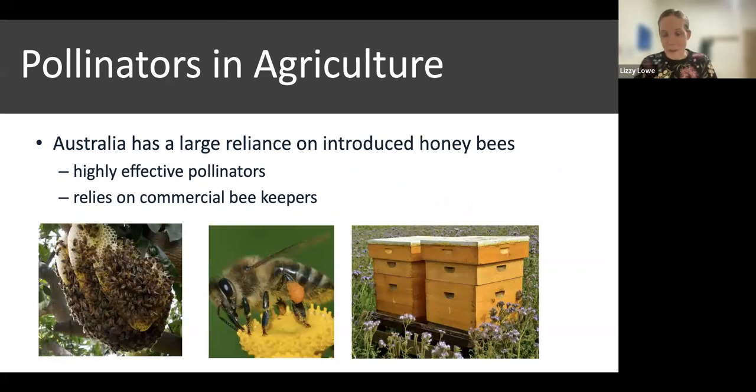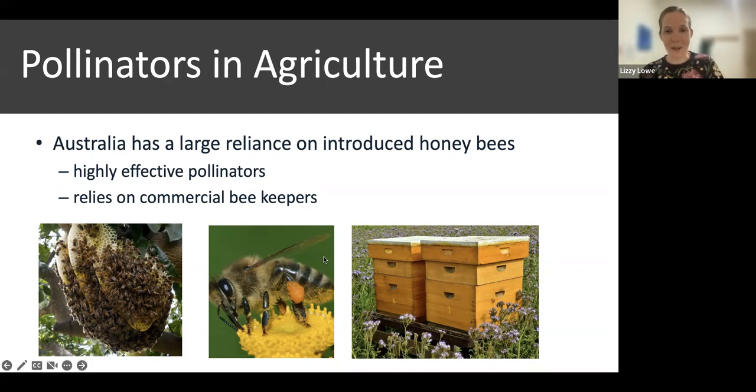Now, when we think about pollination in Australia, we generally start off by thinking about honeybees, because we do rely on these introduced species to do a lot of the commercial pollination in agricultural systems. They are highly effective pollinators, which is why they've been used by beekeepers and agriculturalists for thousands of years. But they do often rely on commercial beekeepers to keep these bees and their hives healthy.